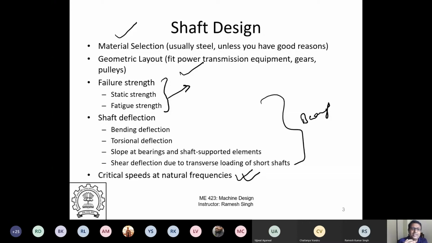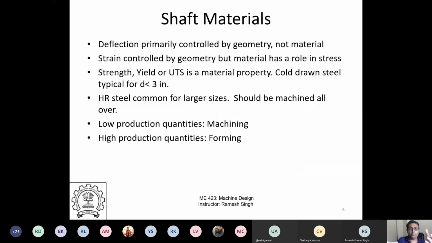So, shaft material. Deflection is primarily controlled by geometry, because deflections can come from your loads, and they can also come from misalignments. So deflections will be there, and as we know, strain is a geometric parameter, but stress is a material parameter. But if you understand this, sigma in most bending applications is My/I, right? This you have done.